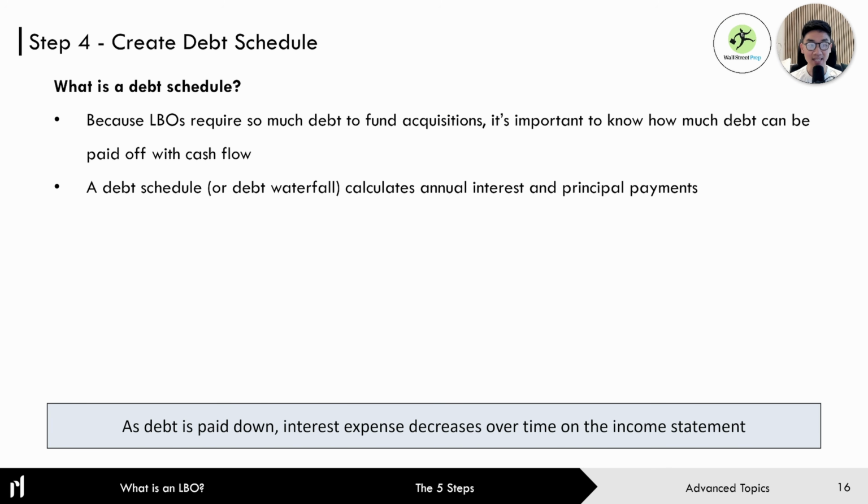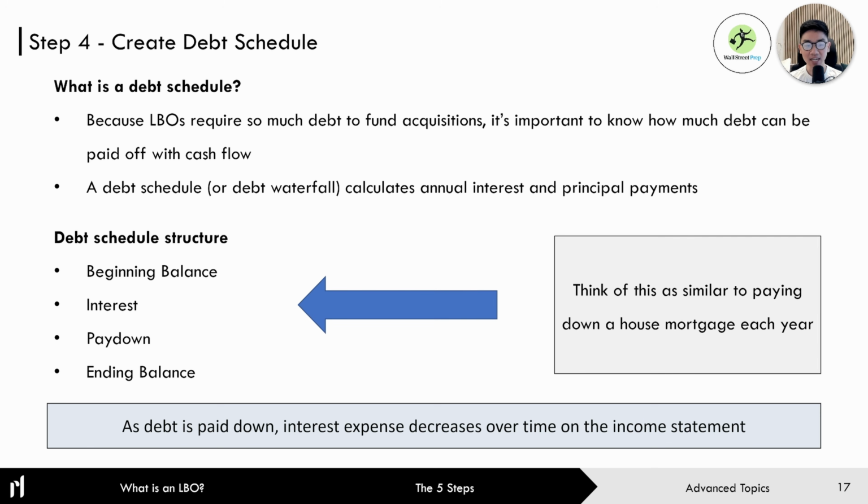And what is a debt schedule? Because LBOs require so much debt to fund acquisitions, it's really important to know how much debt can be paid off with your company's cash flow. And so this debt schedule or debt waterfall calculates your annual interest and principal payments.